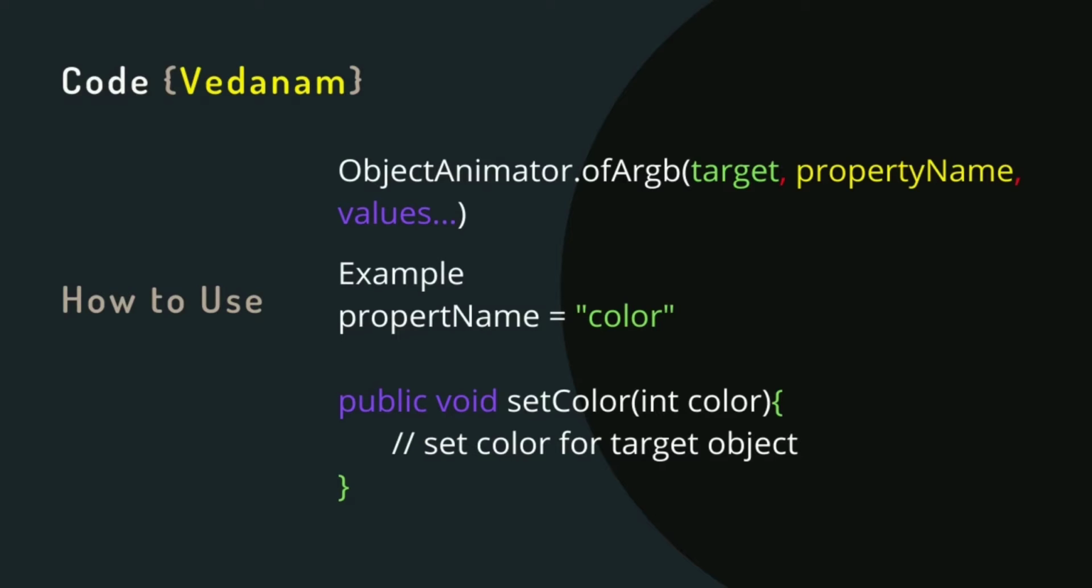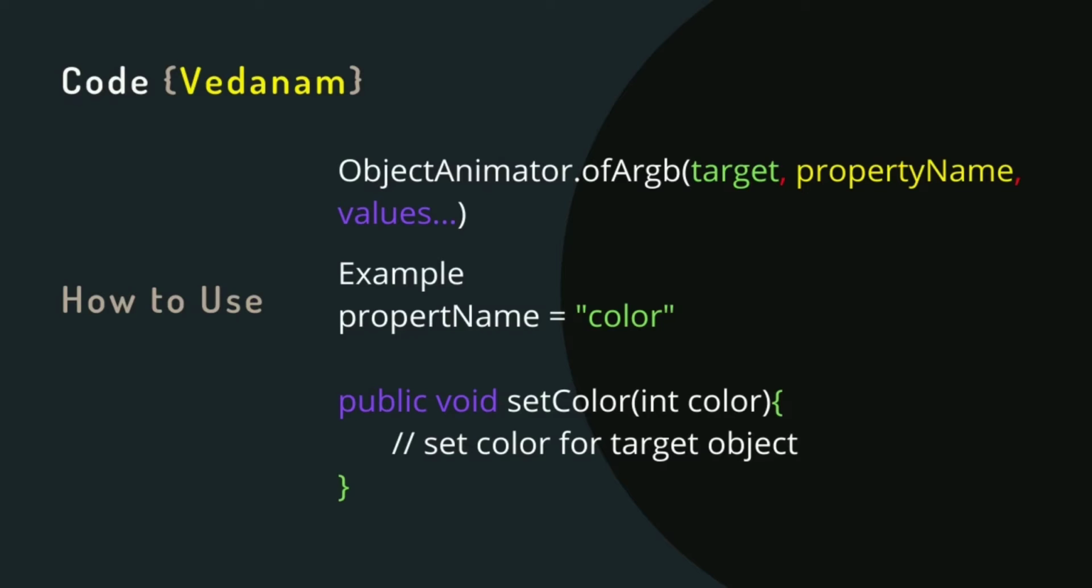The second parameter is property name. It is a string value. Suppose you have given the property name as color, you have to declare your method in this way. You have to change the first letter of the property name to uppercase and add set before it. Your method should be public void, and the value passed in this method will be int for the ofArgb and ofInt methods, and will be float if you are using the ofFloat method. And you can set this property to any view object or a collection of objects in this method.